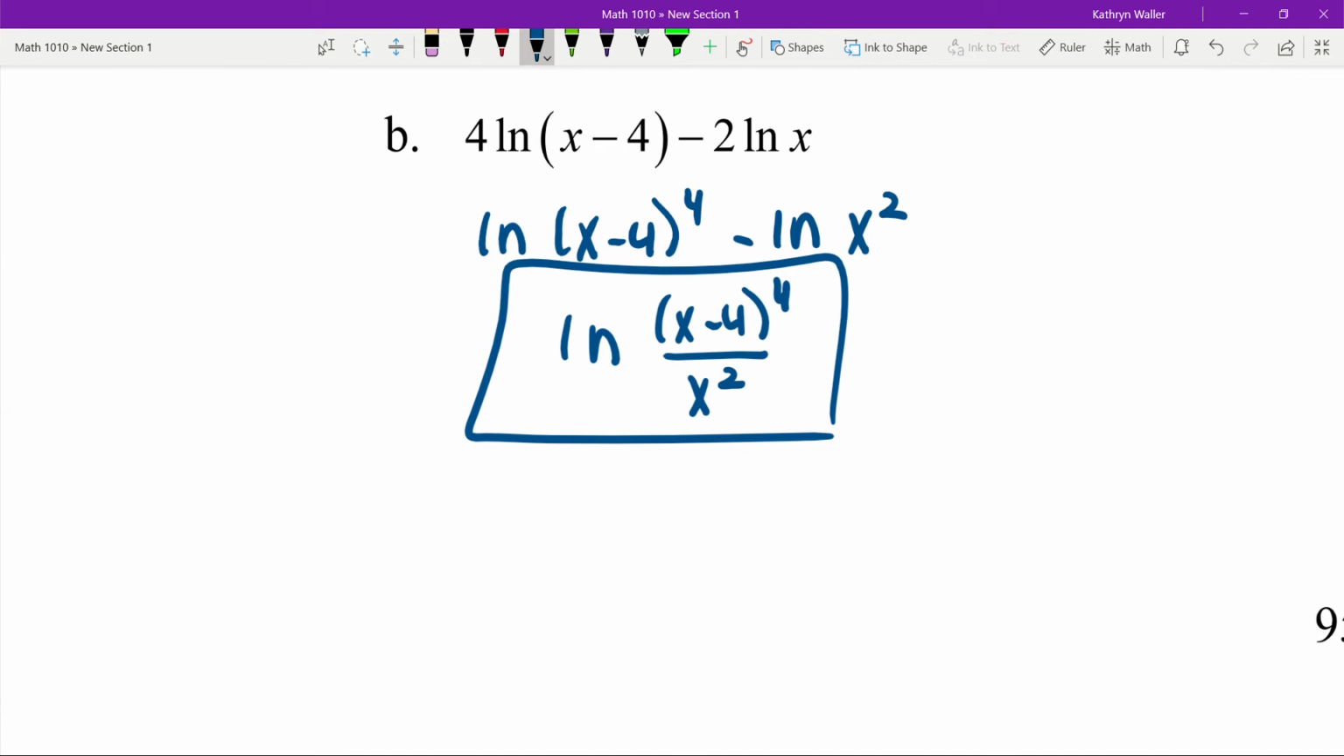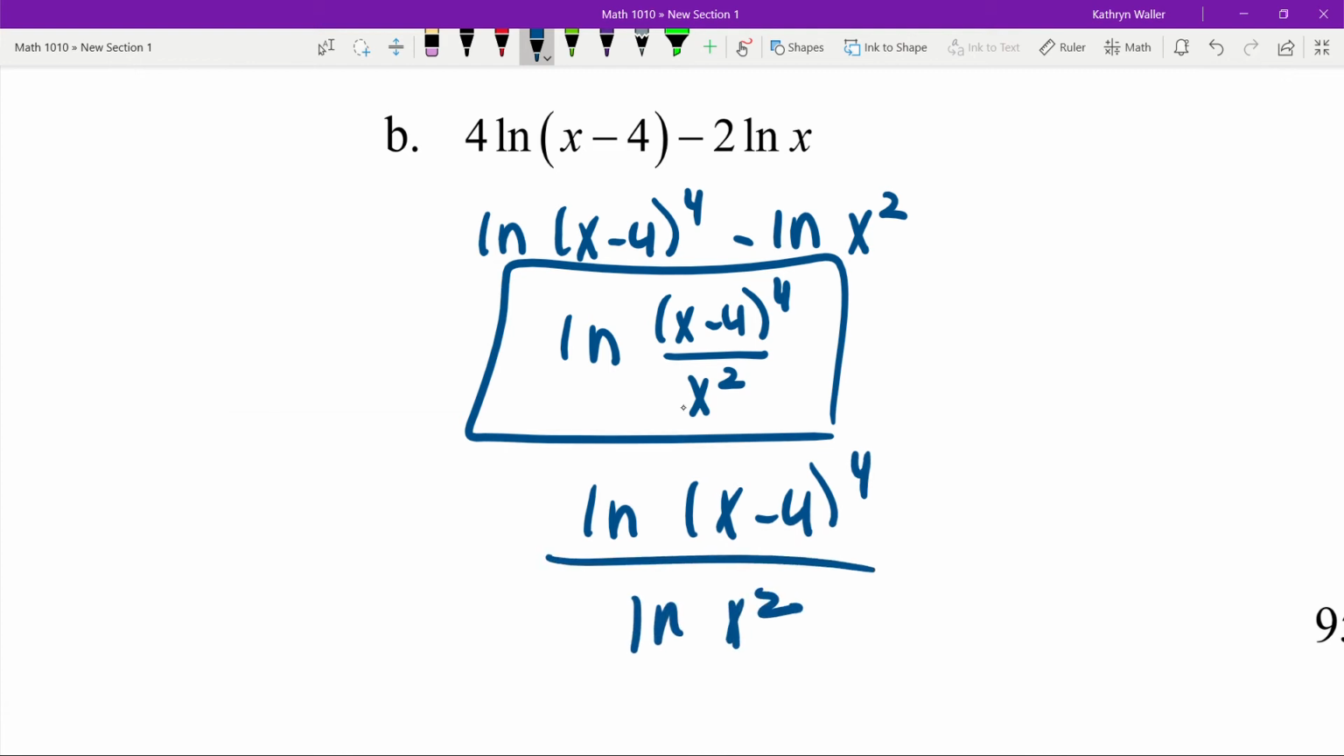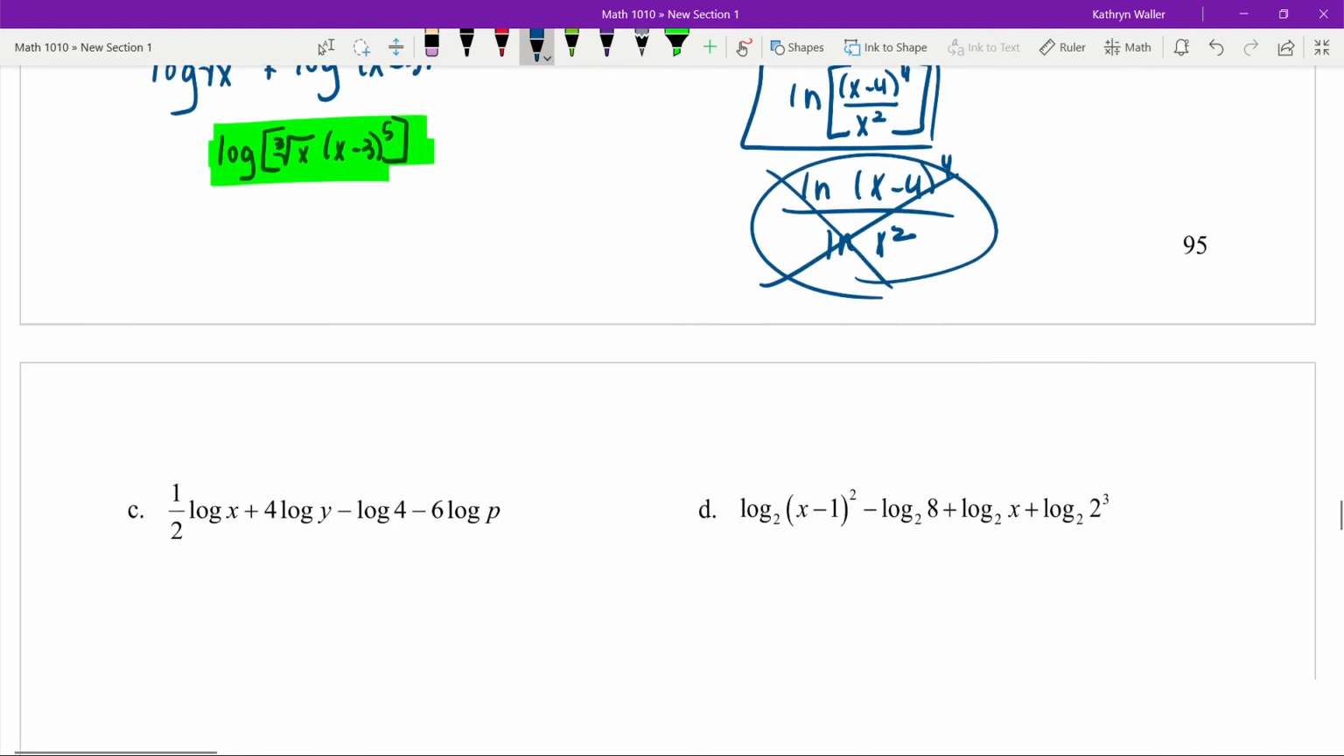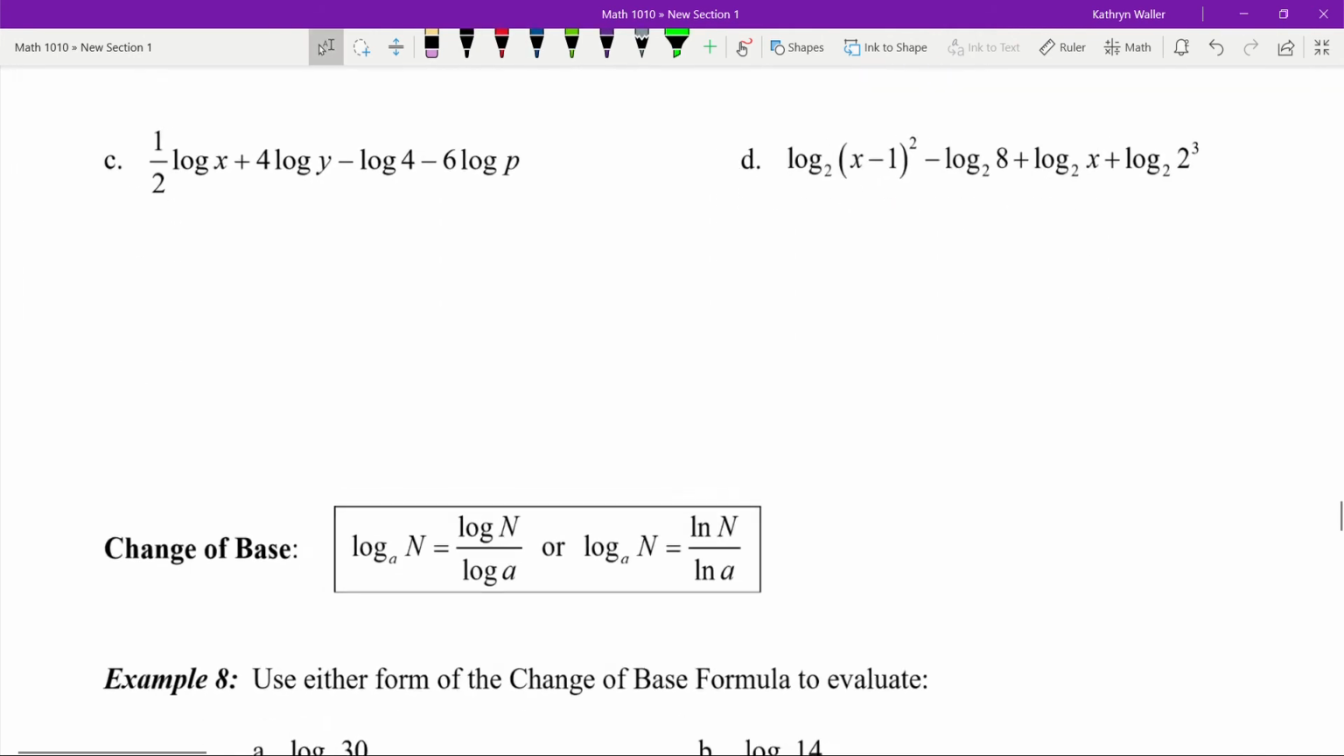Looks like that. Don't do this: ln of (x minus 4) to the 4th over the ln of x squared. That is not writing the log one time. That's writing the log 2 times. Do me a favor, grab your pencil, add brackets right there. Make it look clear because it's so complicated. So make it clear. Okay?